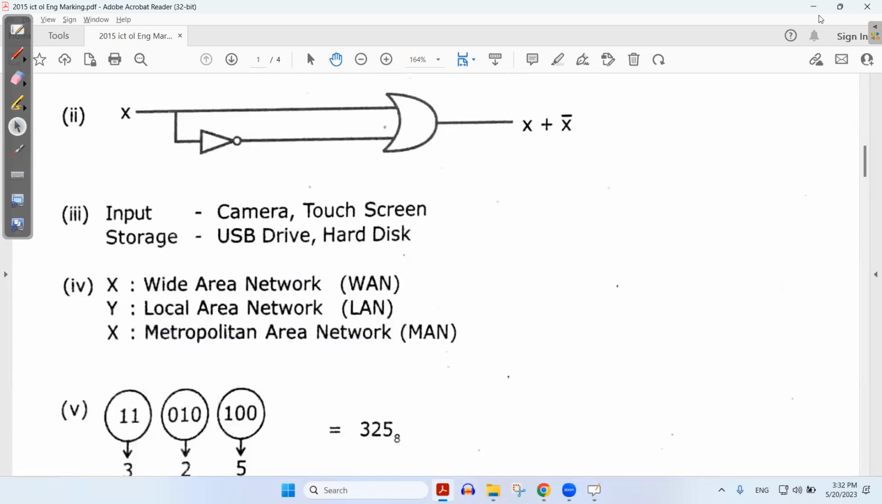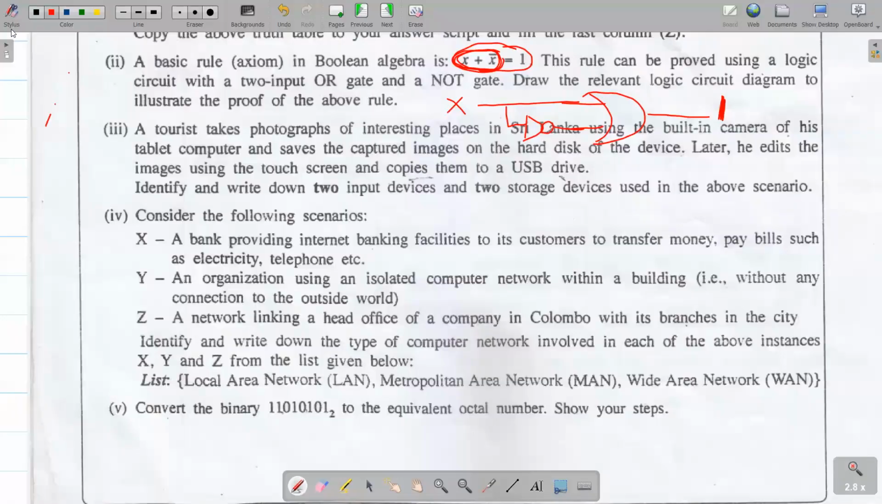And in the next one, they have given you a particular scenario. They have said a tourist takes photographs of interesting places in Sri Lanka using the built-in camera of his tablet computer and saves the captured images on the hard disk of the device. Later, he edits the image using the touchscreen and copies them to a USB drive. Identify and write down 2 input devices and 2 storage devices.